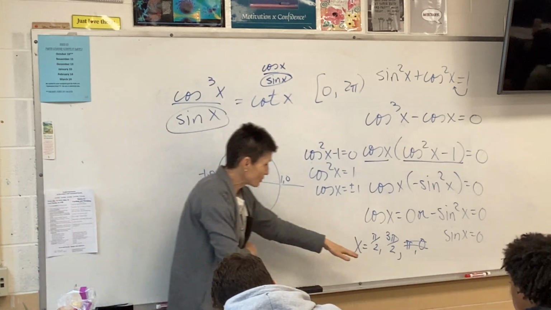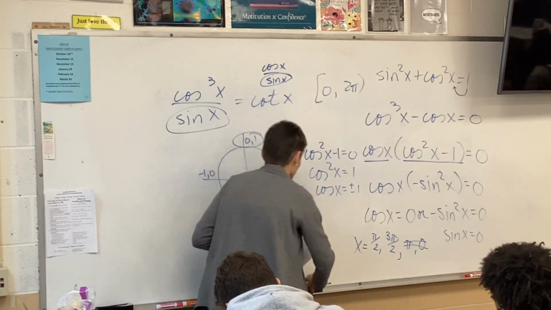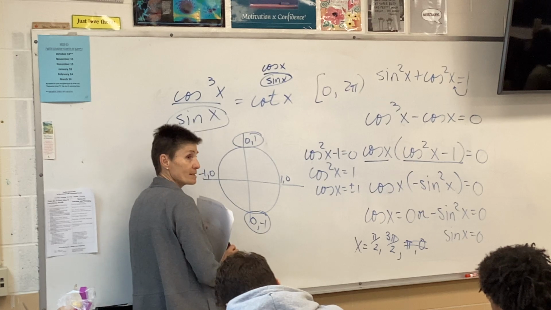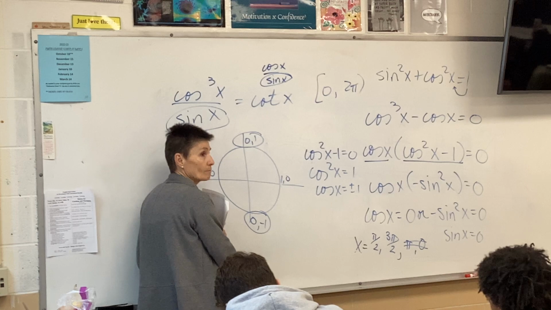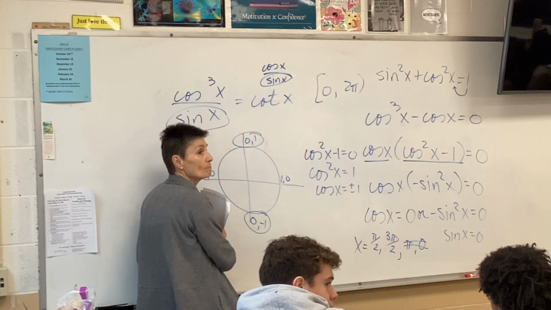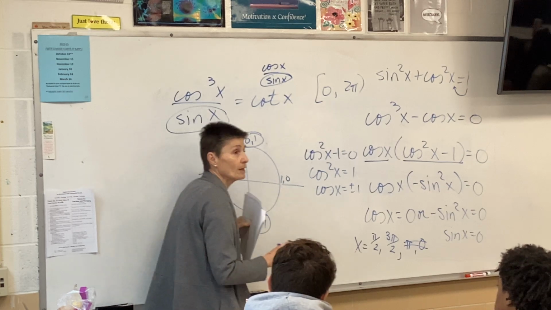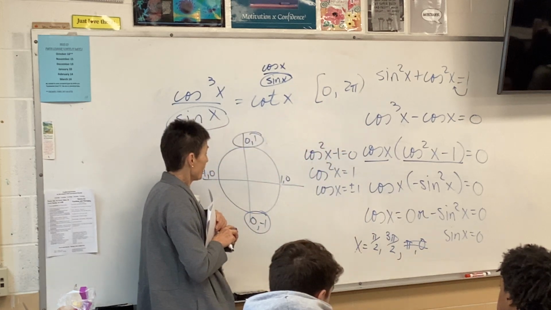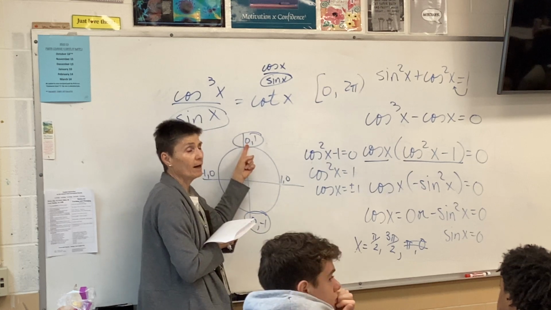Yep, so the answers are pi over 2 and 3 pi over 2. All right, I got to erase. Any questions about that? The sine of x, wait, I'm confused how you got... How did you get pi over 2? How I got what? Pi over 2 and 3 pi over 2. That's where the cosine is 0.